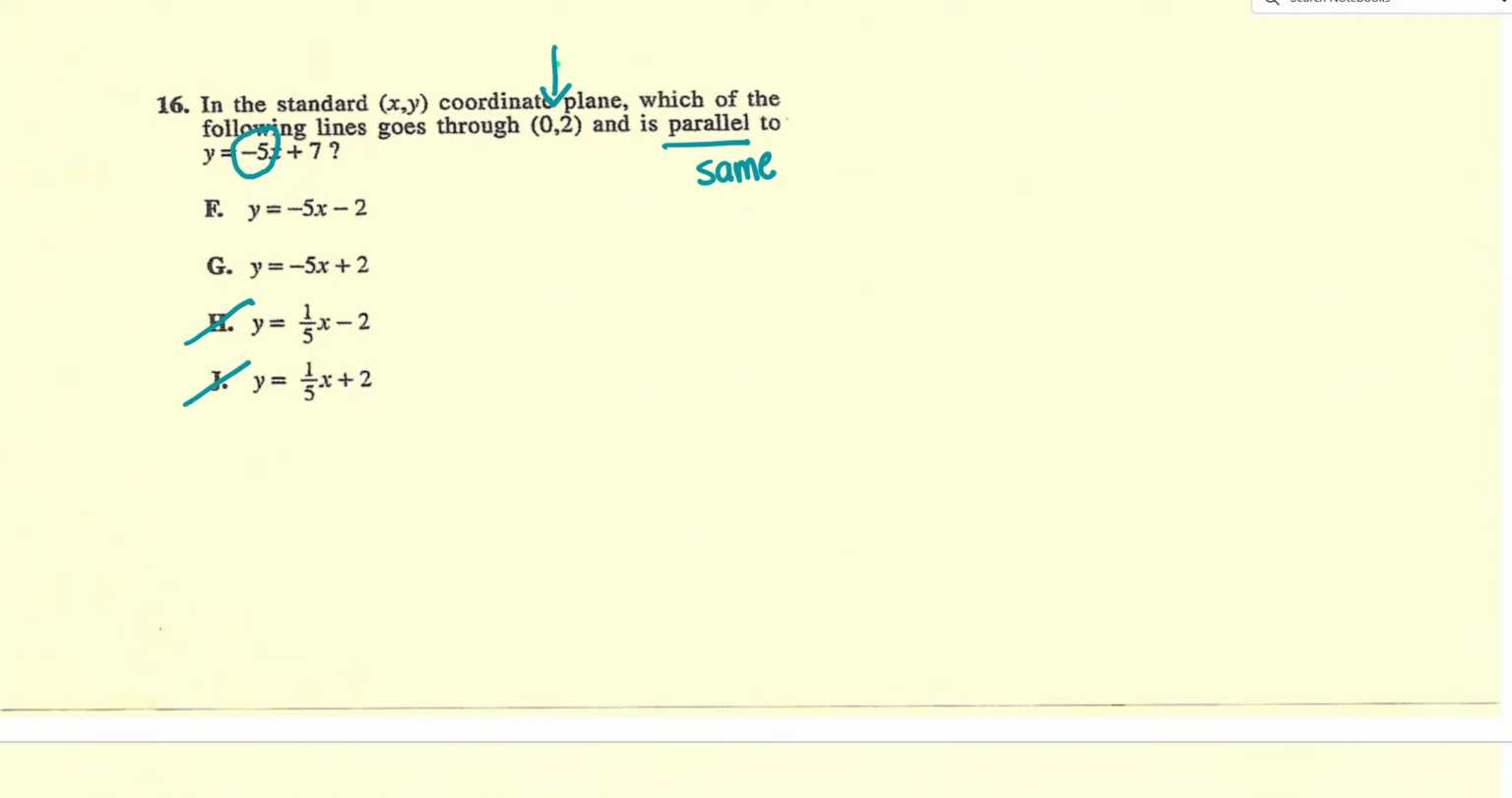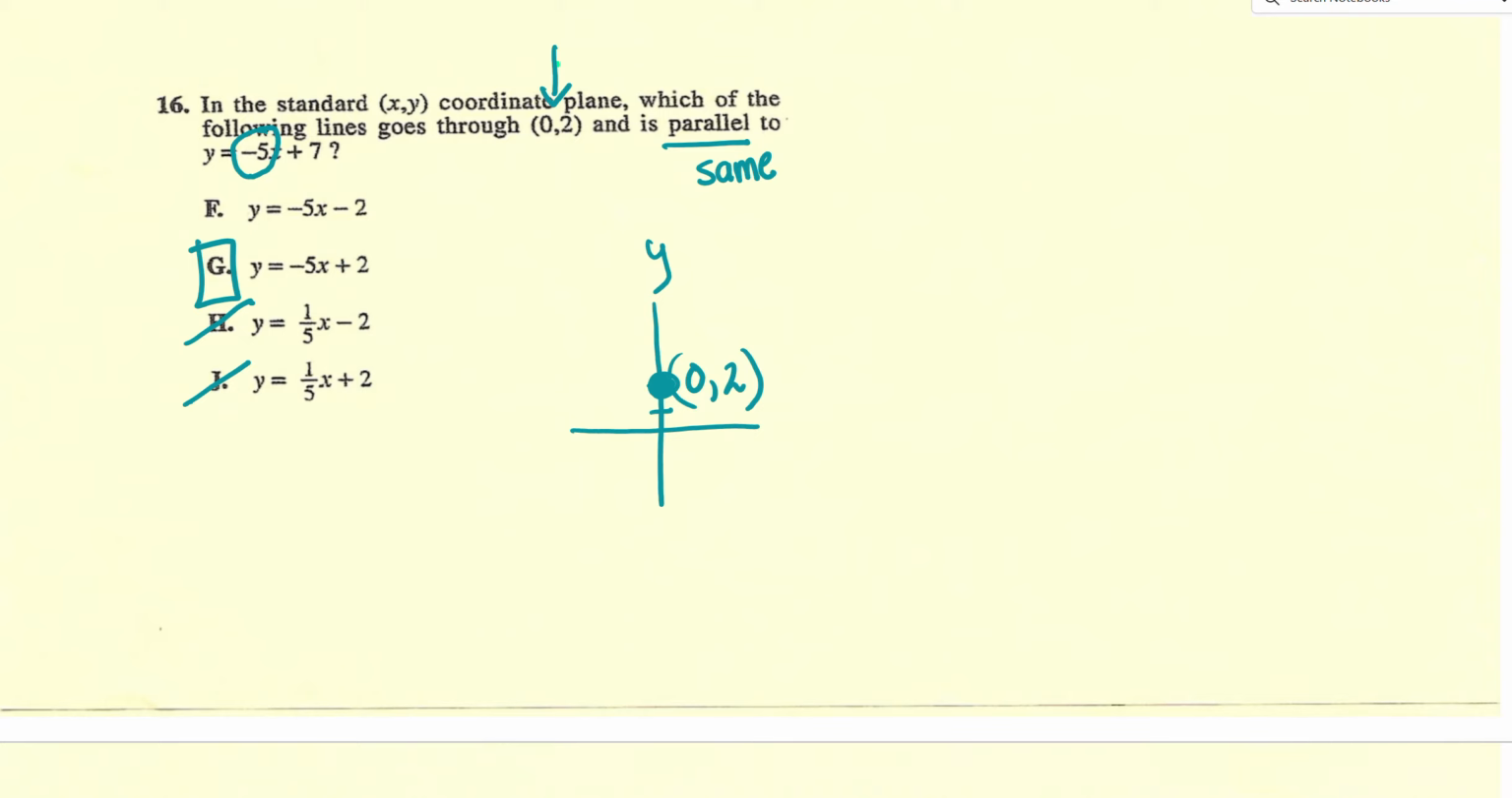Now, I have to think about going through the point 0, 2. 0, 2 is right here. That's the ordered pair 0, 2. That's basically my y-intercept, where I cross the y-axis. So that answer is G. If you weren't sure, though, take an educated guess, and since that's a positive 2, maybe you would have put that positive 2 right there.